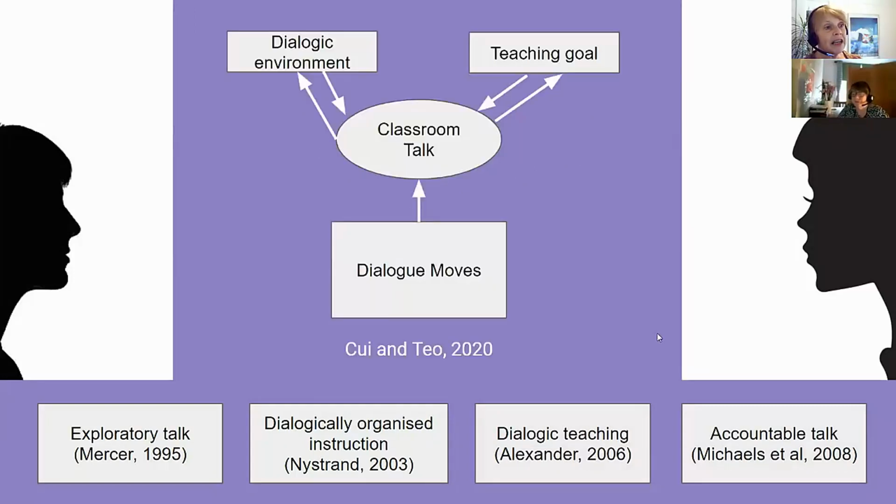And then recently, Qiu and Teo looked across these different models and drew a meta-framework that draws these together. They have these different elements, as you can see in the diagram: the dialogue environment, where the dialogue takes place, the goal of the teaching, and the moves, the different ways that teachers and students construct dialogue, and how these contribute to classroom talk. And we're going to come back to these models later on.